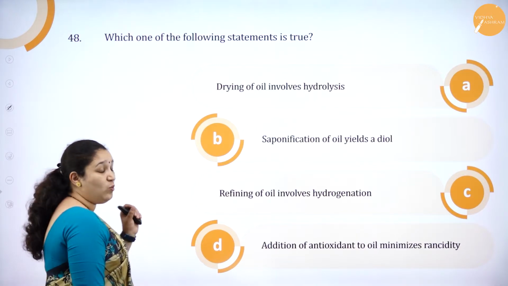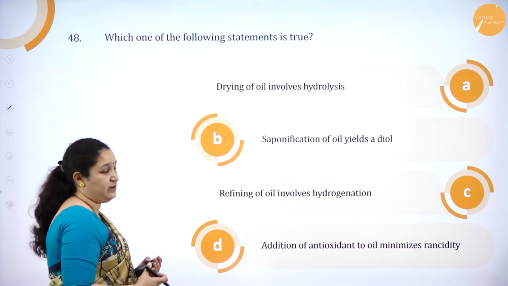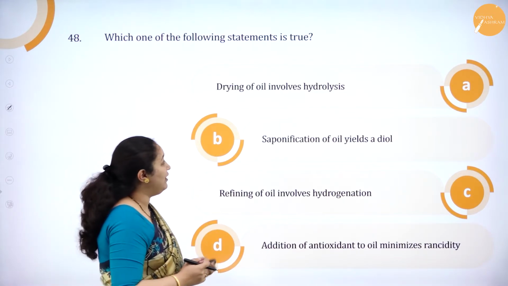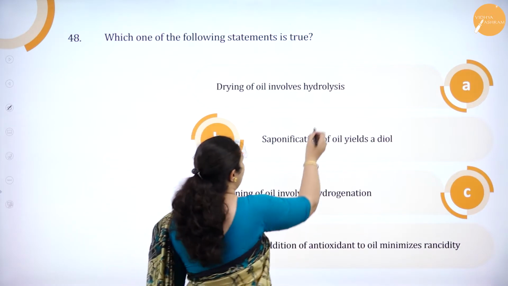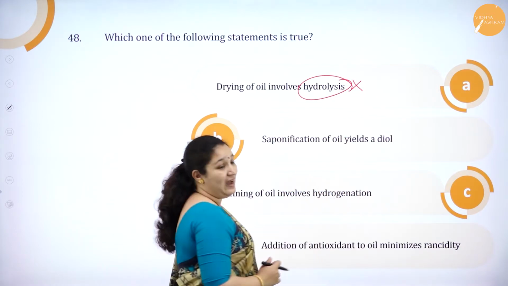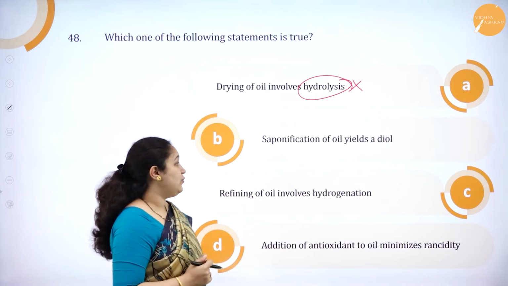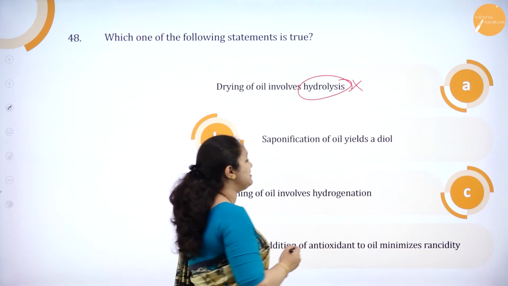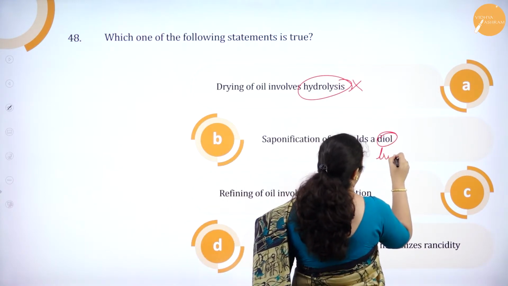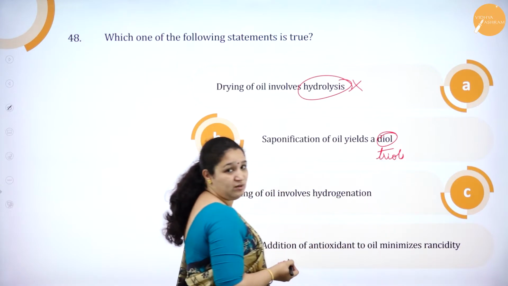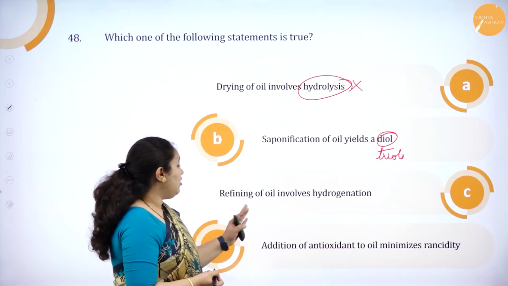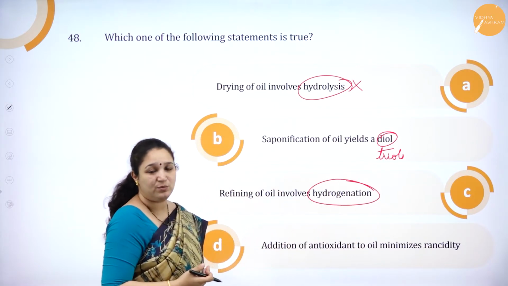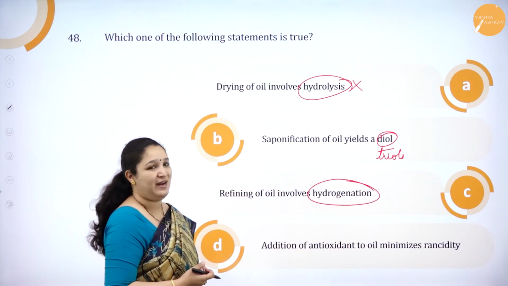So they are asking which is the correct statement. First one we'll see, drying of oil or hardening of oil involves hydrolysis. No, it is not hydrolysis, it is hydrogenation. So it's not correct. Saponification of oil yields diols. No, it yields triols like glycerol. Refining of oil involves hydrogenation? No. Distillation or any other process can be used but not hydrogenation.